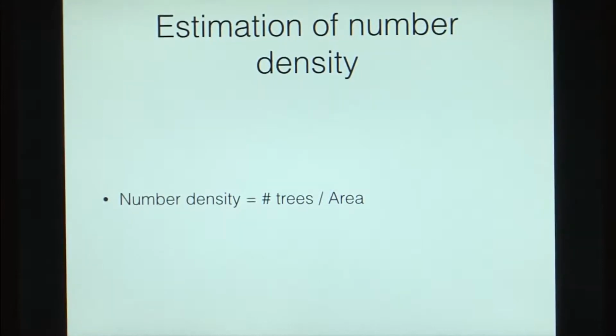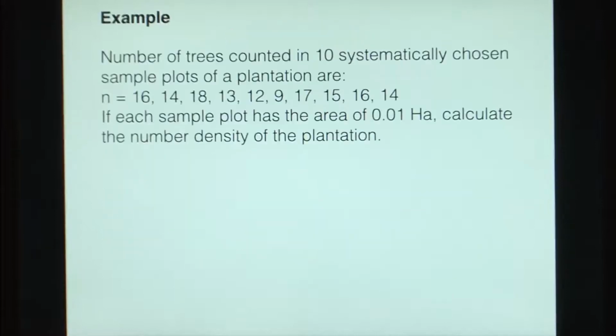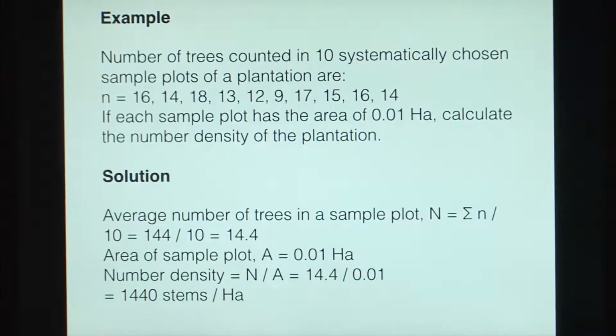Number density, or the stand density, is given by the number of trees per area. There are a number of methods to do it. We can use a sample plot method, in which we lay out a sample plot of area A, count the number of trees and then divide that figure by the area of the sample plot. We then looked at some examples.